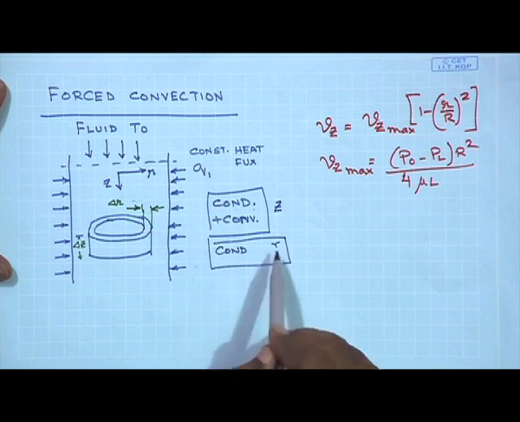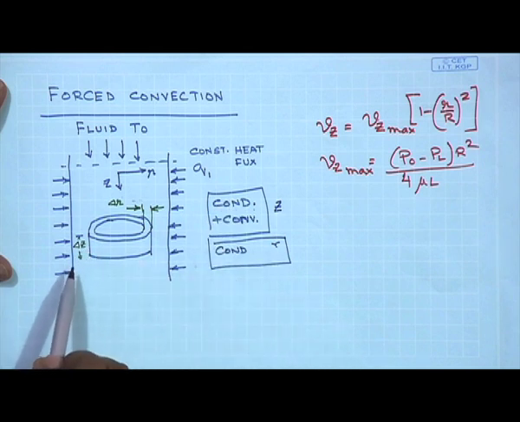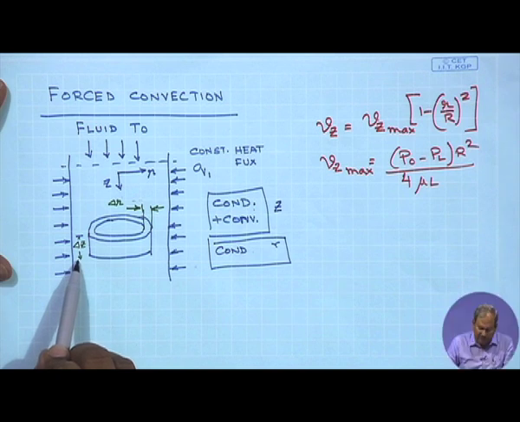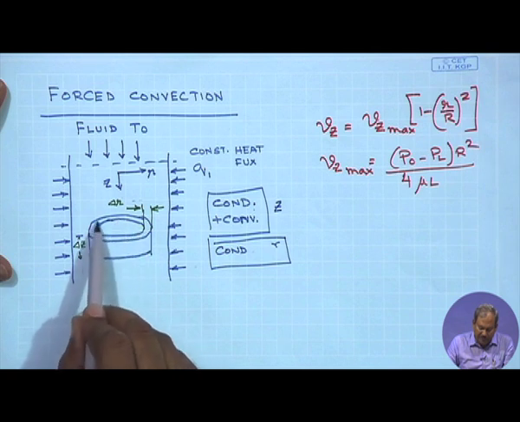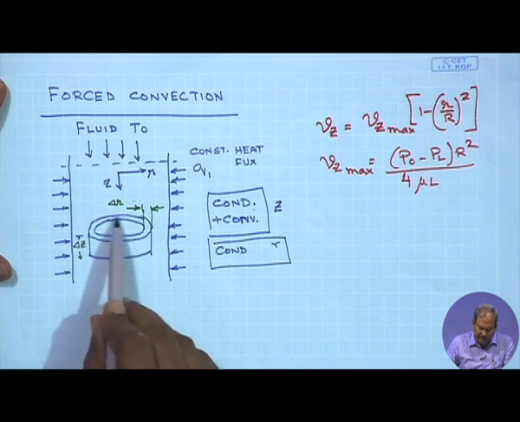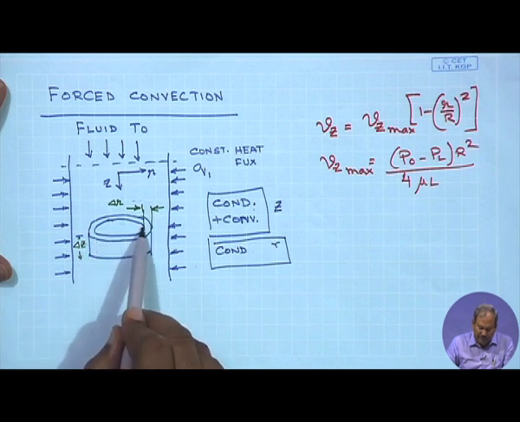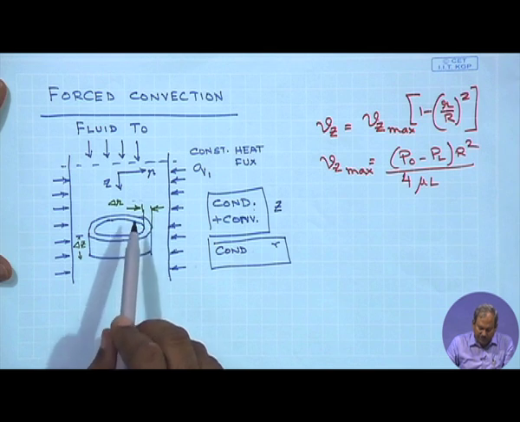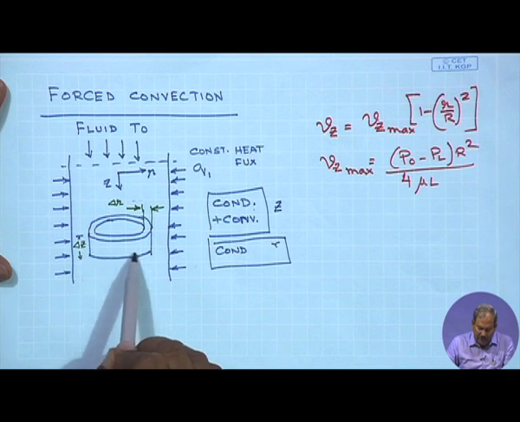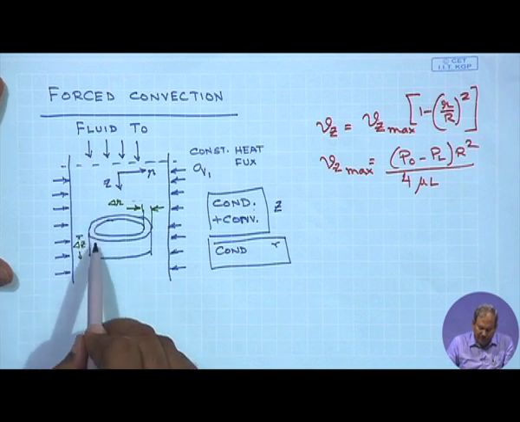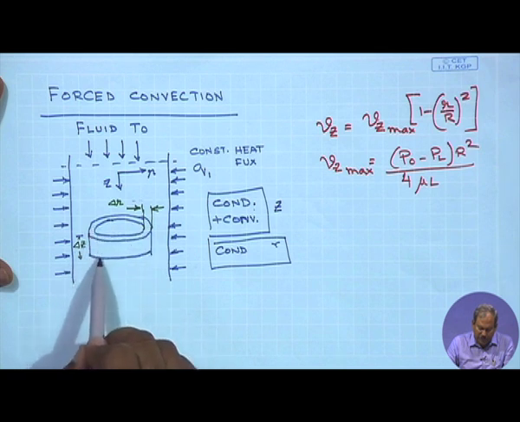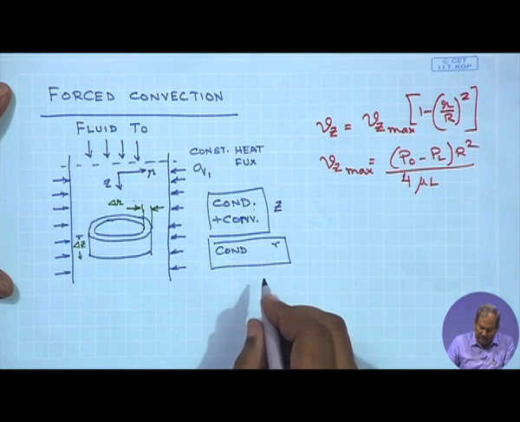So this is the situation, and therefore the shell that we are assuming is of length delta z, and the change in radius is delta r. So we are considering an annular shaped cylinder inside the flowing fluid, and we are going to find out what is the flow of heat into this control volume, into this shell, due to conduction and convection.